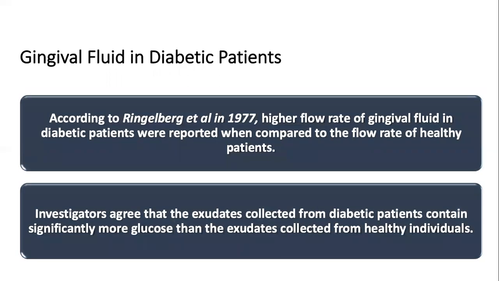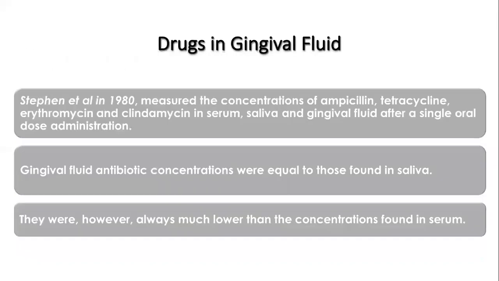Next is gingival fluid in diabetic patients. According to Ringelberg et al. in 1977, a higher flow rate of gingival fluid in diabetic patients was reported compared to healthy counterparts. Investigators agree that the exudates collected from diabetic patients contain significantly more glucose. And I just told you that the amount of glucose is usually 3 to 4 times higher than that of serum. Yet another MCQ-based question. Coming to the drugs in gingival fluid, two important drugs are tetracycline and metronidazole.